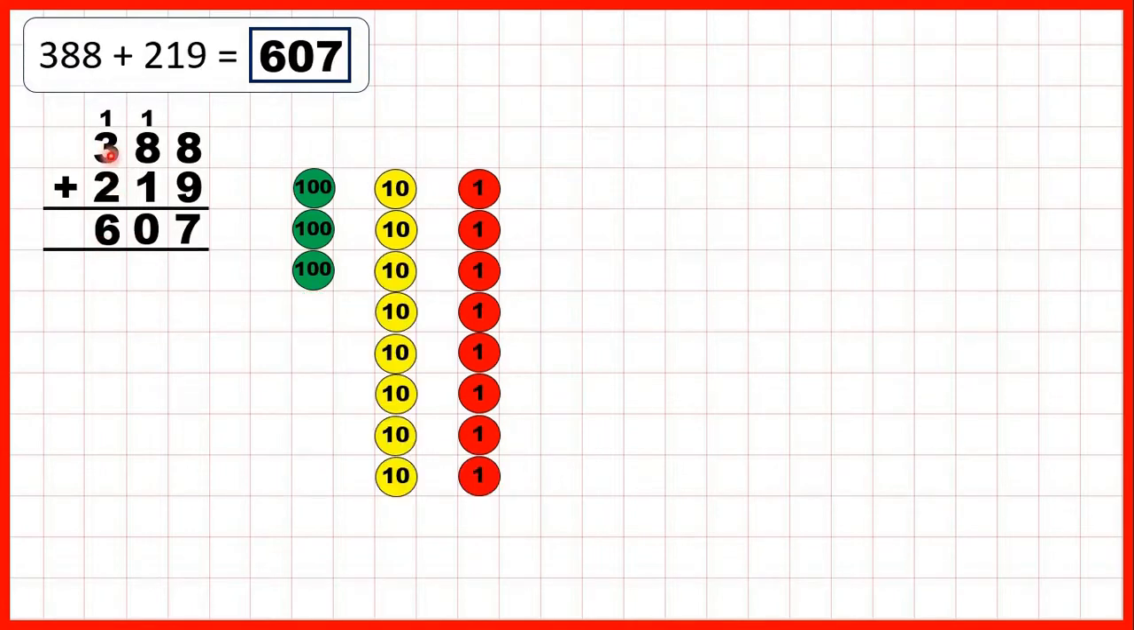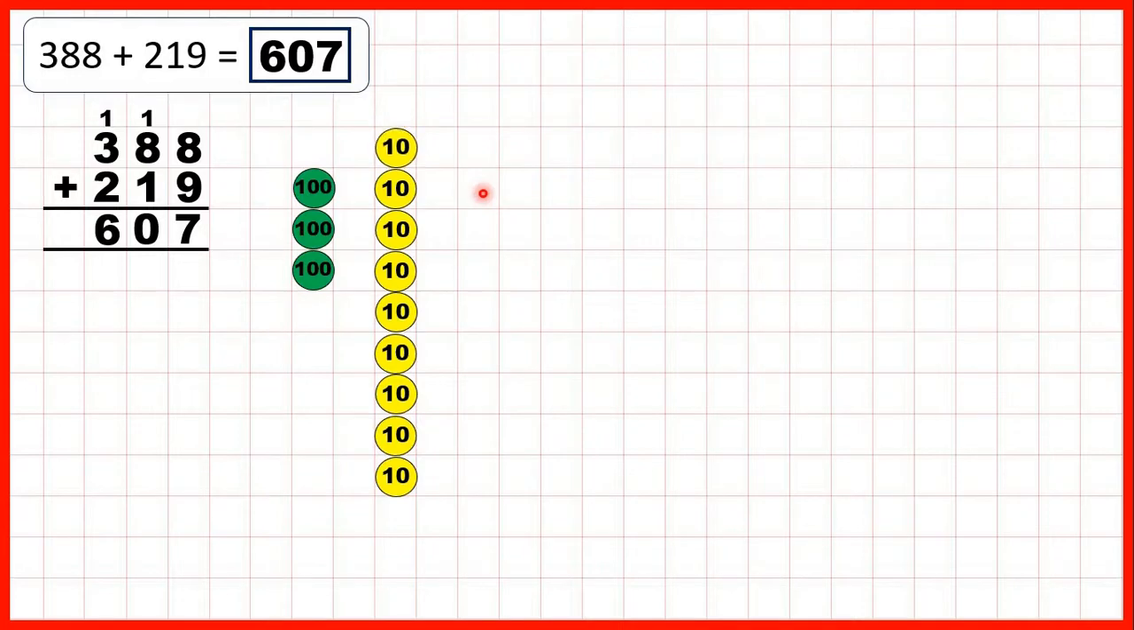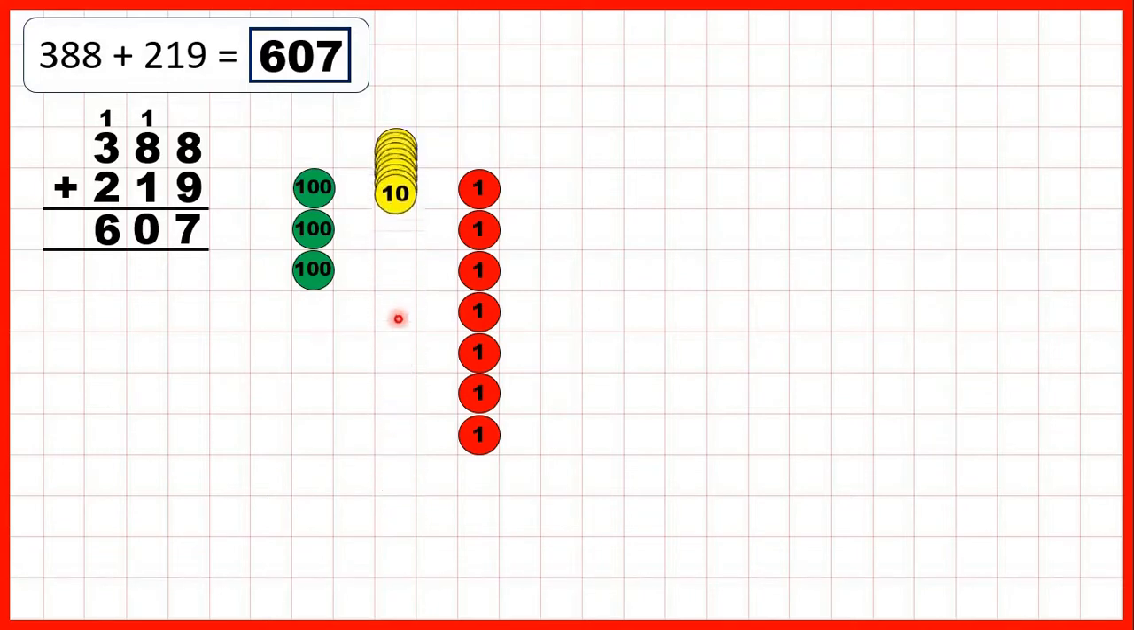And then we started with 388. To add 219, first we add 9 ones. We can add 1, 2, exchange, then add 3, 4, 5, 6, 7, 8, 9, and that gives us 7 ones. Then we need to add 1 10, but now we've got 10 tens altogether, so we exchange. Then we add 2 hundreds, and that gives us 6 as our hundreds digit.